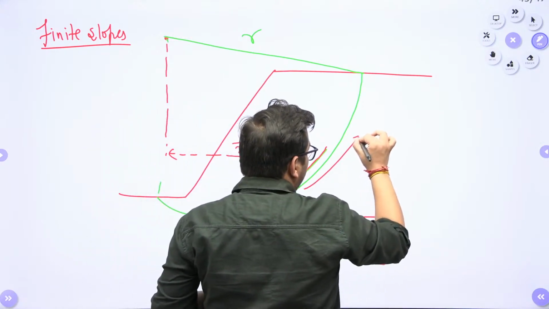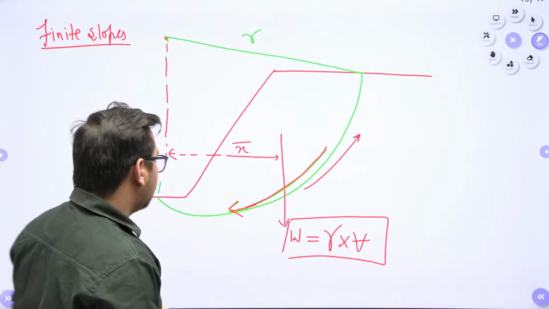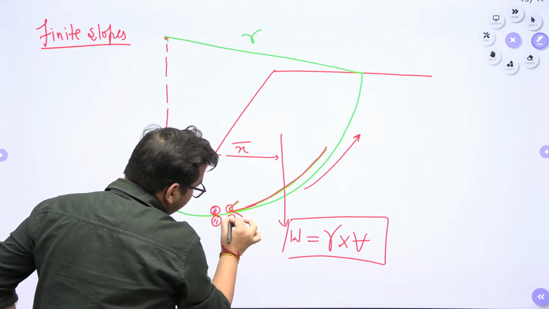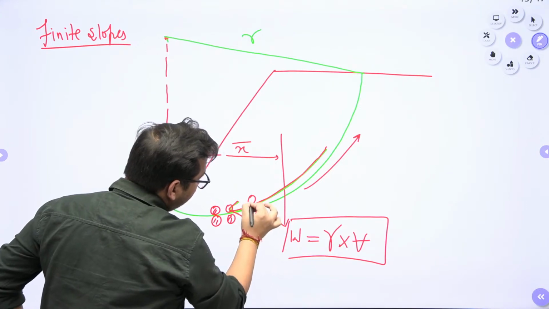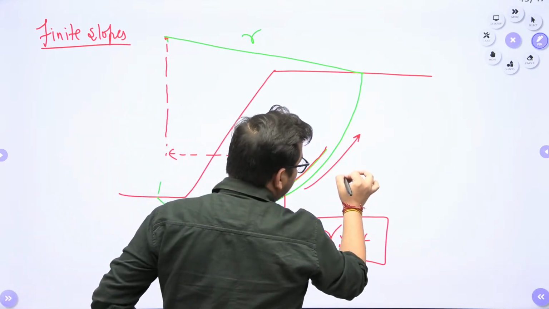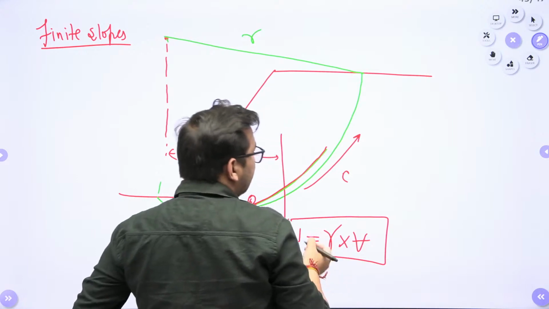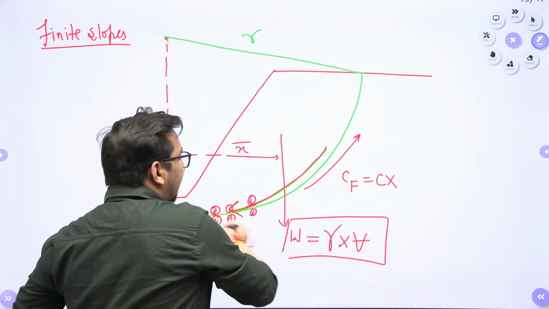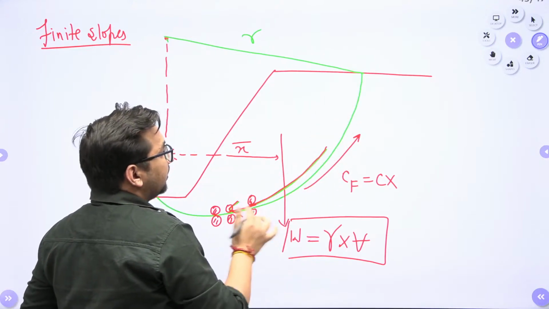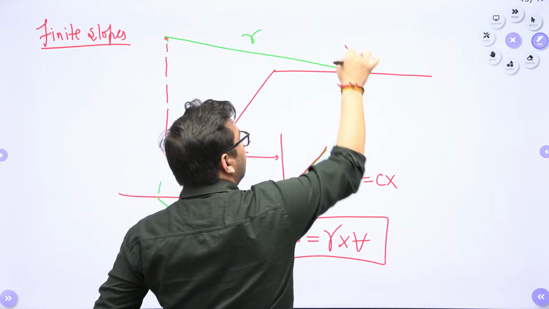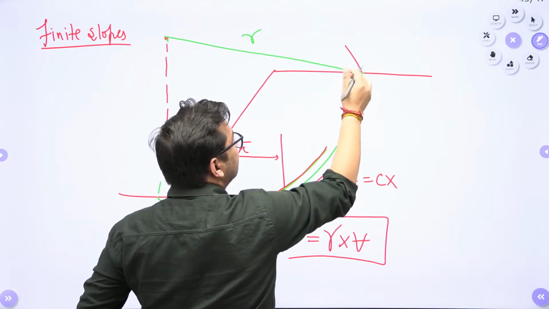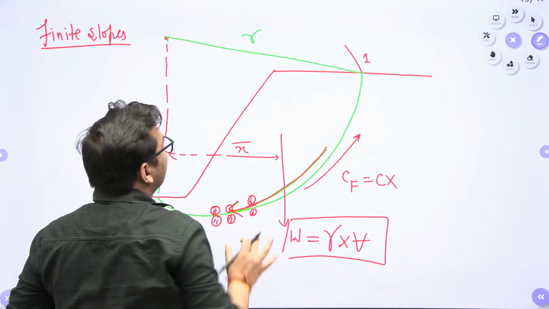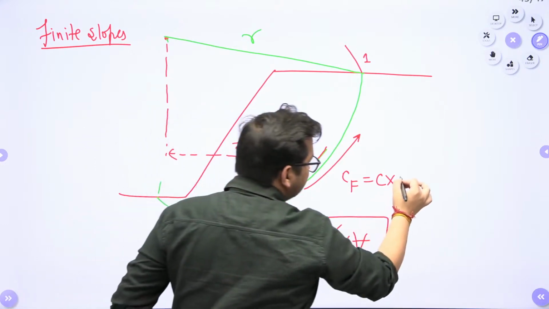whereas there will be another force, that is due to the cohesion between the particles at this particular point. Let's suppose the cohesion value is C. So what will be the cohesive force? The cohesive force will be C into the area at which it is acting. Let's suppose I take the dimension along or inside this particular screen to be 1. So the area will be 1 into the length of this particular arc, right? So it will be C into L.